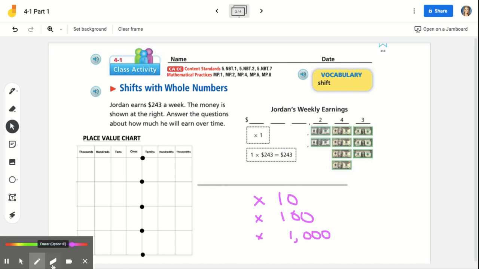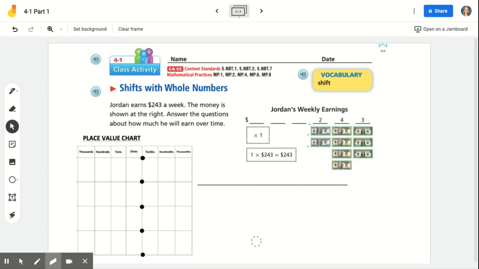Okay, so we're going to be following along with the situation, going along with someone named Jordan and earning money. So go ahead and read along with me. I already read the heading out loud, which is shifts with whole numbers. Above the word shift, which means move, please write in the word move. Again, this is page 113. We're going to be moving digits within our place value chart in order to solve these multiplication problems.